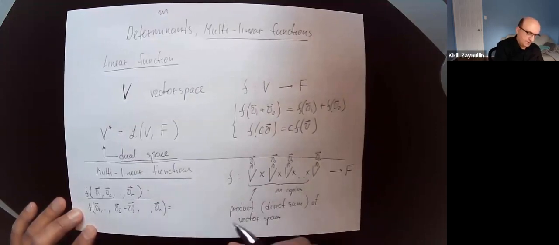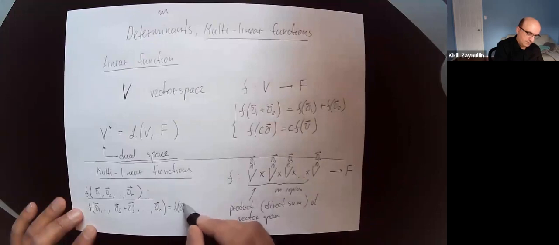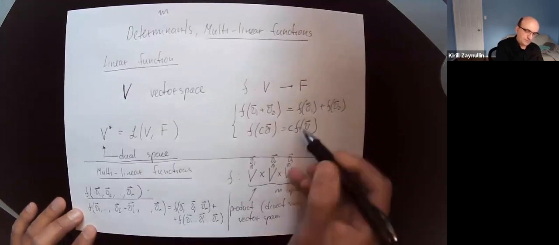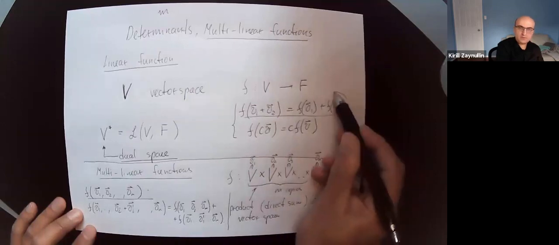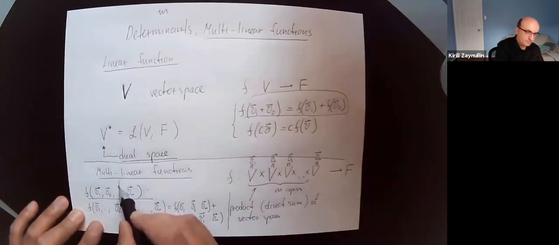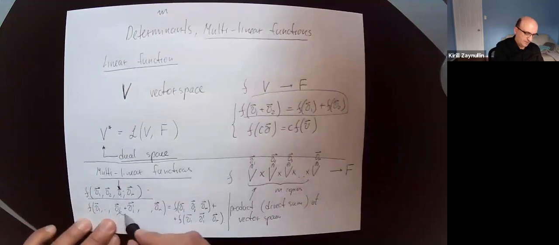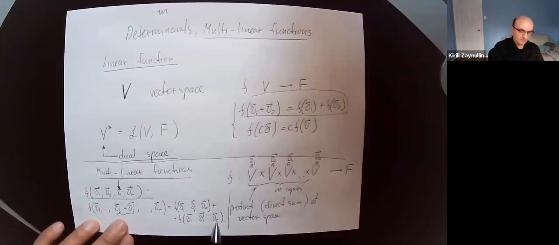And then this has to be the same as f(v1, ..., vi, ..., vm) plus f(v1, ..., vi prime, ..., vm). Right? So it's like this property, which you just apply to the ith coordinate, to the ith vector. So you see, I just have a sum at the ith position, and I just expand it, right, using this.